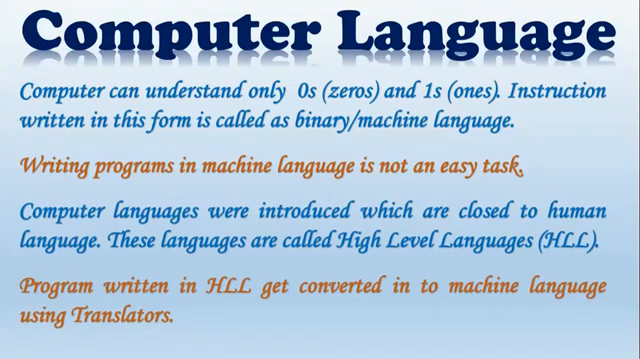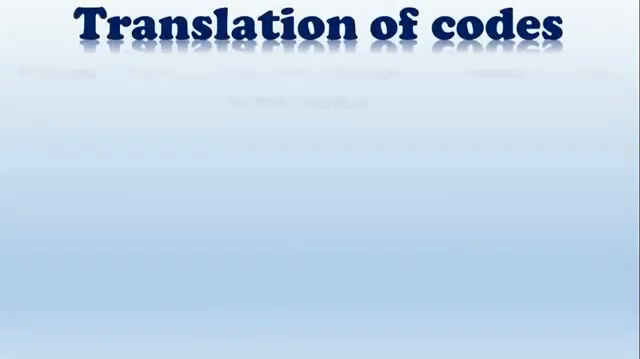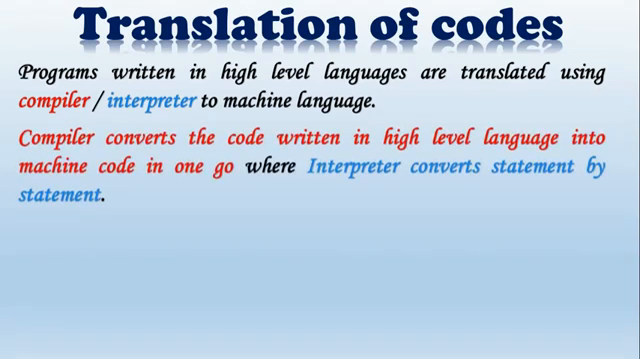Programs written in high level languages get converted into machine language using translators. So now we should know what are translators. Programs written in high level languages are translated using compiler or interpreter to machine language. So what is this compiler? Compiler converts the code written in high level language into machine code in one go. That is, at once it will convert all the codes into machine language, that is zeros and ones.